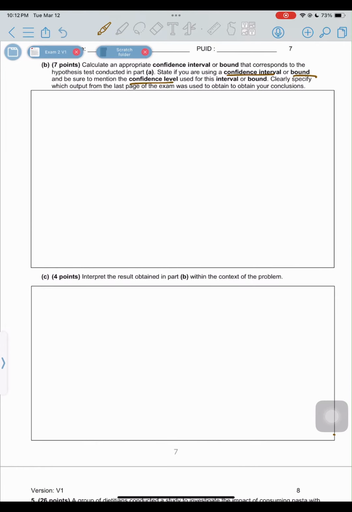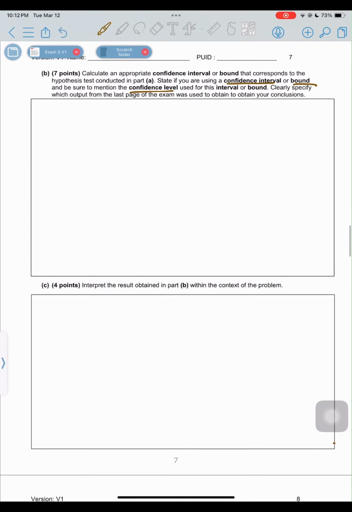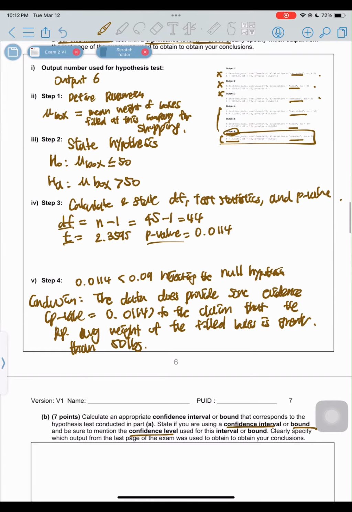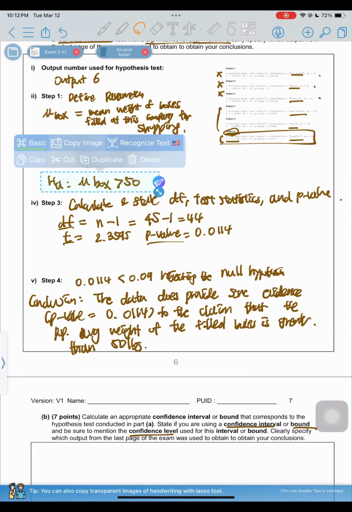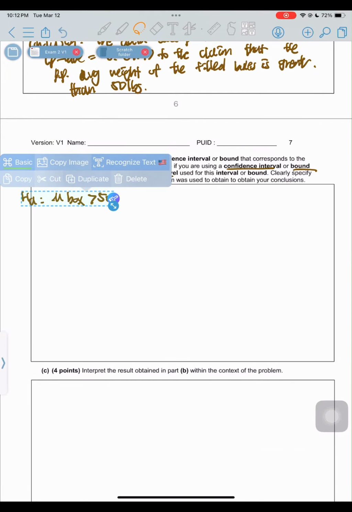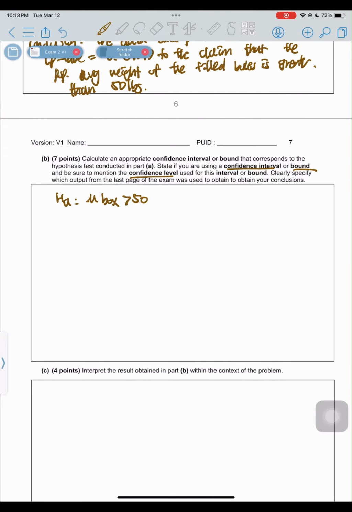This question asks to calculate an appropriate confidence interval or bound that corresponds to the hypothesis test conducted in part A, and state if you're using a confidence interval or bound, and be sure to mention the confidence level. So if you look at our alternative hypothesis, it was this, right? Since the alternative hypothesis was greater, we are going to use a confidence lower bound, because we have the greater sign for the alternative hypothesis.